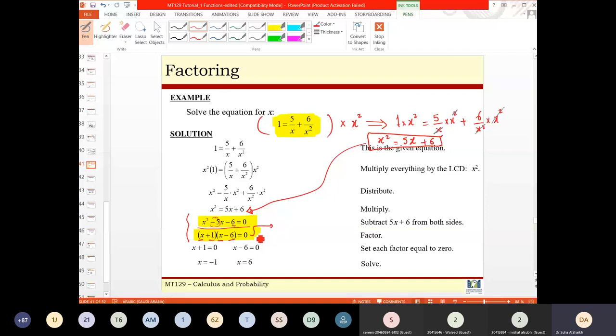This will lead me to have two solutions. The first solution is x plus 1 equal to 0. The second solution is x minus 6 equal to 0. This implies x equal to minus 1, and this implies x is equal to 6. And those are the two solutions that we have here.